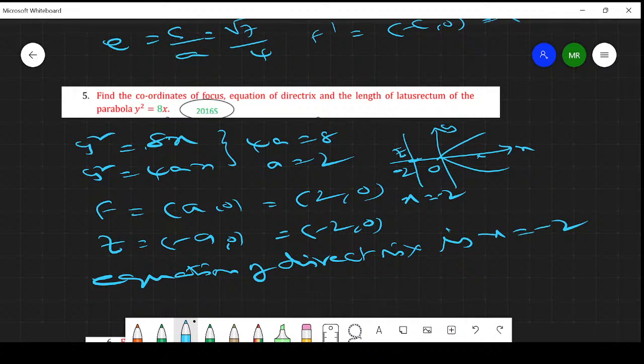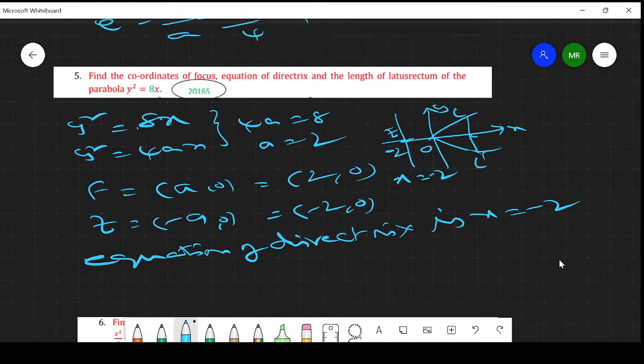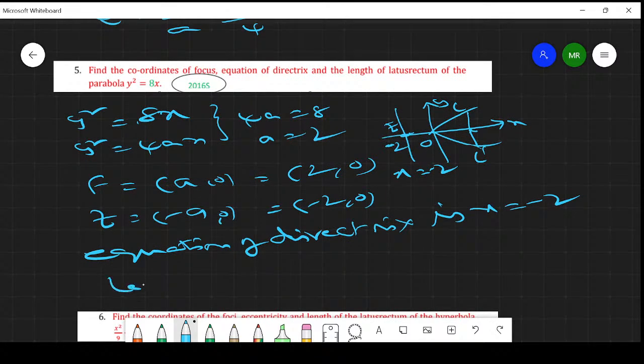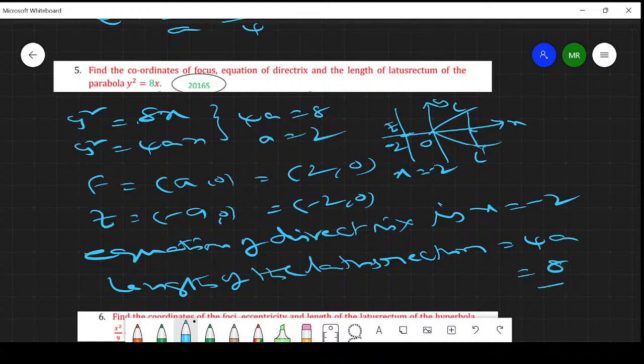Next, the length of the latus rectum of the parabola is 4a. I told you this is the latus rectum passing through the focus. This is L dash, this is L. The length of the latus rectum is equal to 4a, which is 4 into 2, that will be 8. Like that you can solve problems related to this. They ask this type of question only for 3 marks.